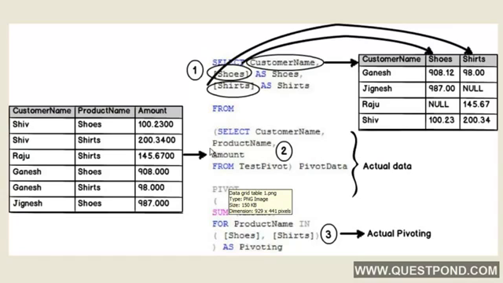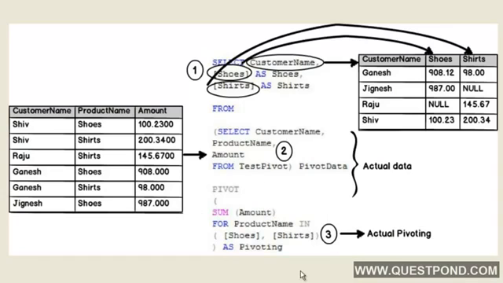Now the second part of the code gets the actual data which is needed for the pivot function. Our actual data is nothing but these rows. If you remember, in the previous part of the video, I displayed a table which had Shiv, shoes, 100 rupees, Shiv, shirts, 200 rupees. That actual data is fetched by this second section. So the first section displays the column names for the pivot report, and the second section gets the actual data. Now let's talk about the third section.